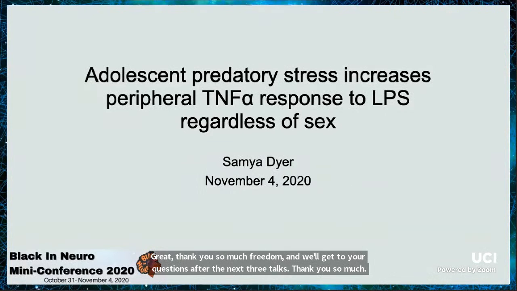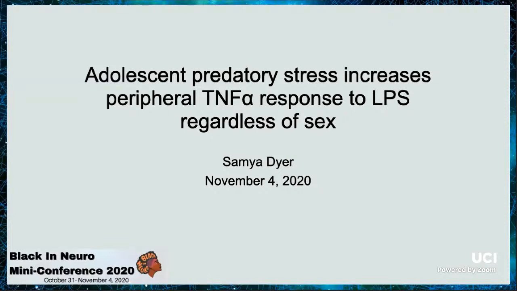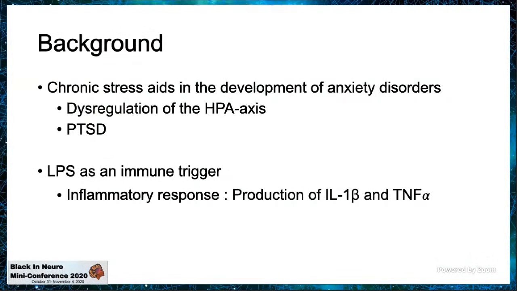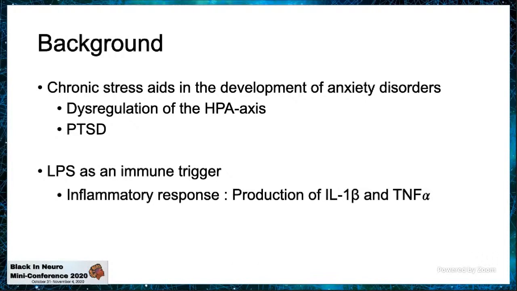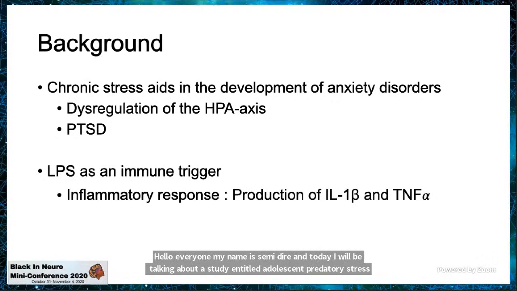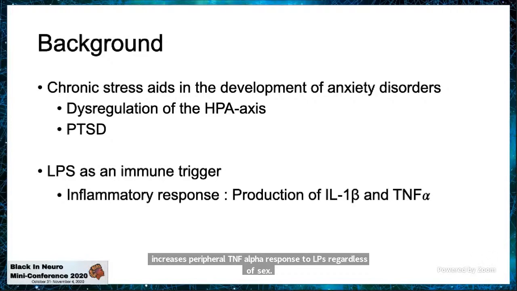Hello everyone, my name is Samaya Dyer, and today I will be talking about a study entitled Adolescent Predatory Stress Increases Peripheral TNF-alpha Response to LPS Regardless of Sex. So chronic stress is a major risk factor in the development of anxiety disorders, and in this specific case, we're talking about post-traumatic stress disorder, or PTSD, which is characterized by increased anxiety and arousal, intrusive thoughts, and avoidance following trauma. Typically, our bodies can easily recover from acute bouts of stress, both positive and negative, while chronic stress causes dysregulation within the hypothalamic-pituitary-adrenal, or HPA axis.